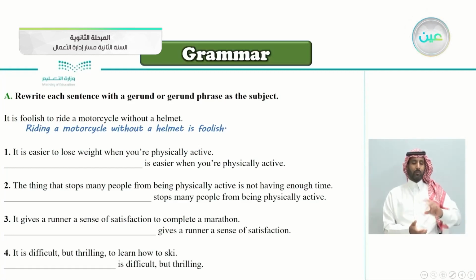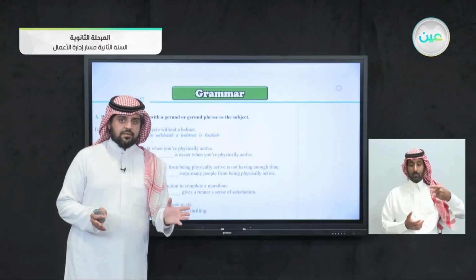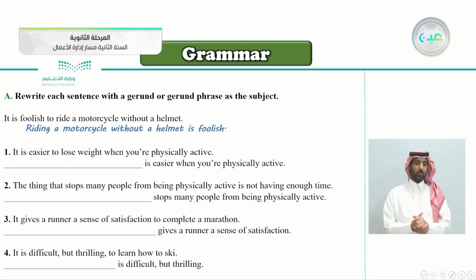Number one, it is easier to lose weight when you're physically active. Again, it is easier to lose weight when you're physically active. And the answer, you have to write something here and complete it with, is easier when you're physically active. So what's the correct gerund to write here? What's the correct word here? So let's see the answer here together. Losing weight. So it's losing weight is easier when you're physically active, and that's correct.